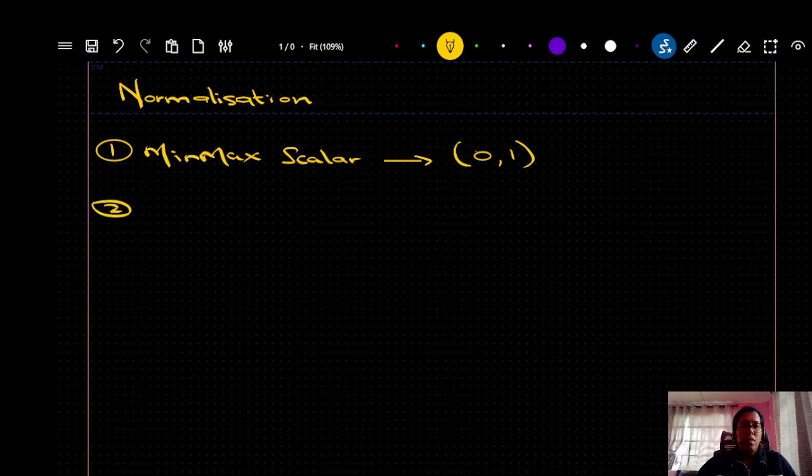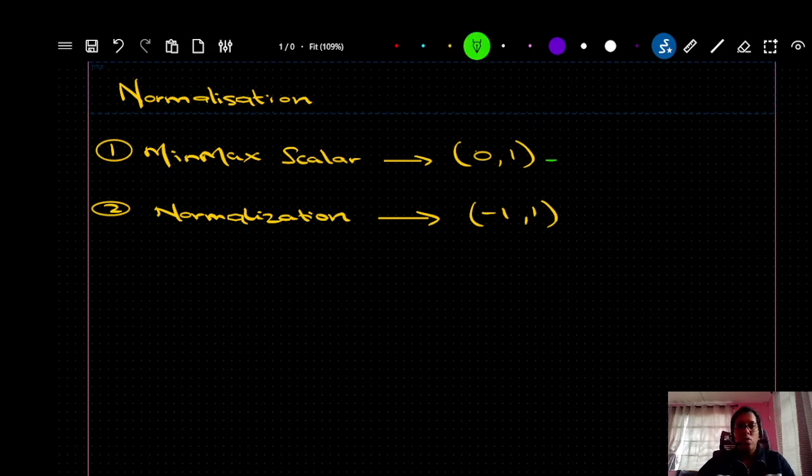Then we have another type of normalization with a different range, from -1 to 1. So these two are used in different cases. MinMax Scaler is used for image classification. When you have to classify an image, it uses MinMax Scaler.